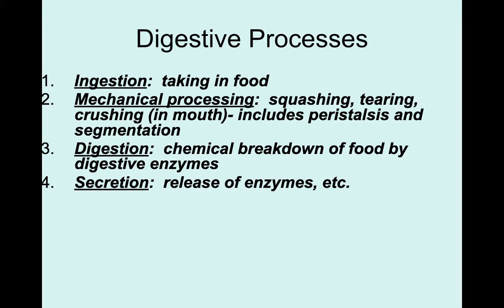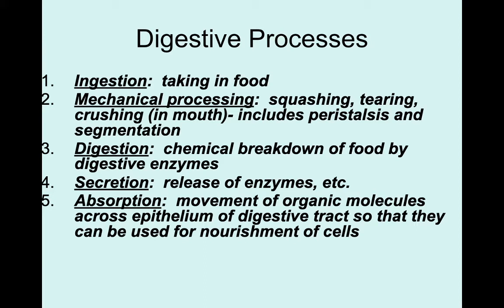Secretion is just referring to the release of the enzymes. Enzymes are released by your salivary glands. They're released by gastric glands in your stomach. They're also released by the pancreas. We have some secretion by the liver as well. So it's just the secretion, or the release, of enzymes and other digestive juices by the different organs of the digestive tract. And then absorption, guys.